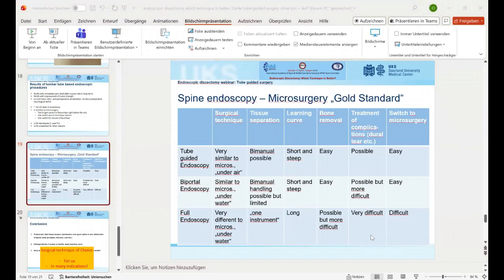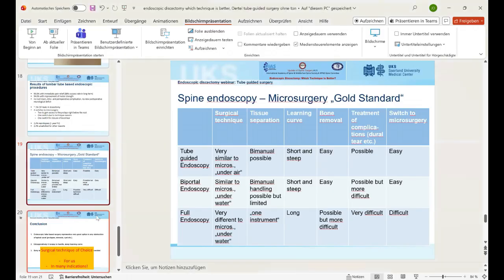Then treatment of complications is difficult. If you want to do it, it's much more difficult. There is always a discussion in the German Spine Society whether you have to close or suture your dural tear, and this is very difficult with the full endoscopic. And the switch to microsurgery is difficult because it's a completely different approach.